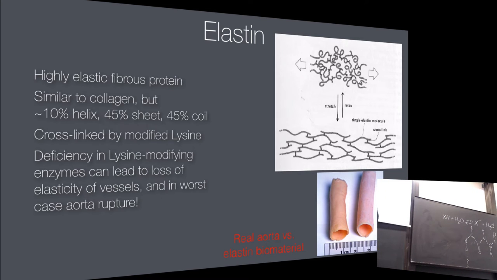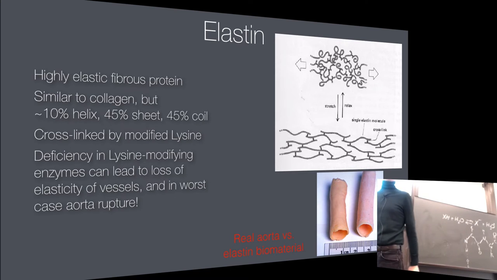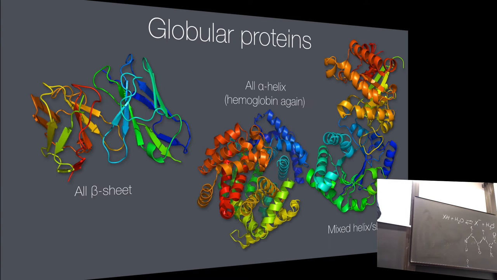I'm not going to spend more time talking about fibrous proteins because they're super important as building blocks, but they're not that fun in terms of studying structures of physics. So I'm going to continue on to globular proteins, that are these small sphere-like shapes that can be either helices or sheets or a mix of helices and sheets.